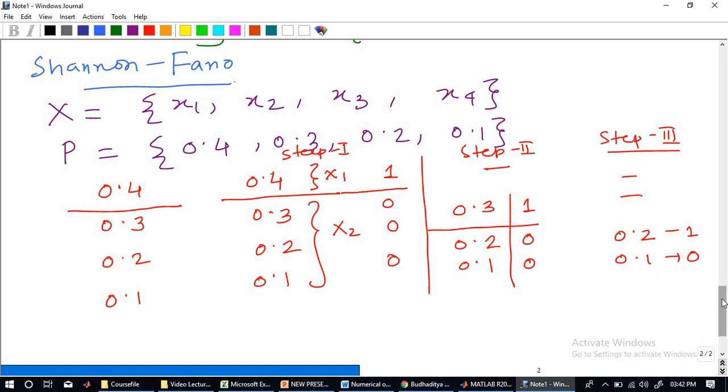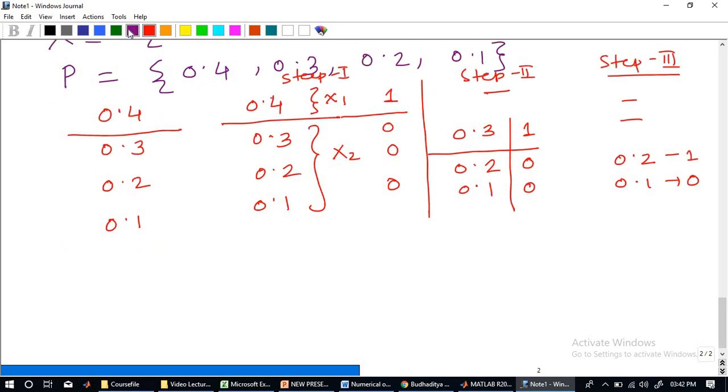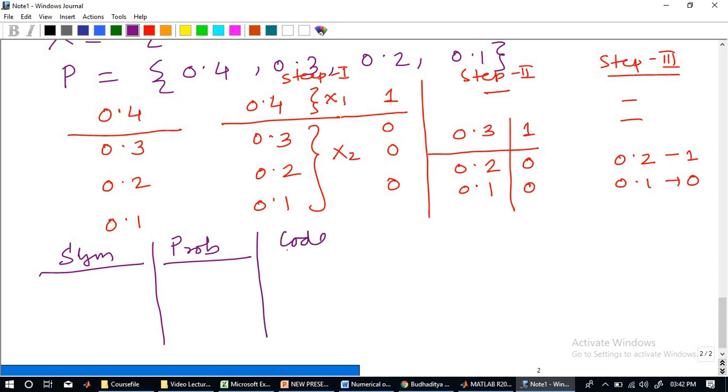Now see, if I want to write the tabulation once again, so you have symbols, you have the probabilities, you have the code. Now I will write the code here because length we haven't found anything as of now. So symbols are x1, x2, x3 and x4, whereas the probabilities are given by 0.4, 0.3, 0.2 and 0.1.